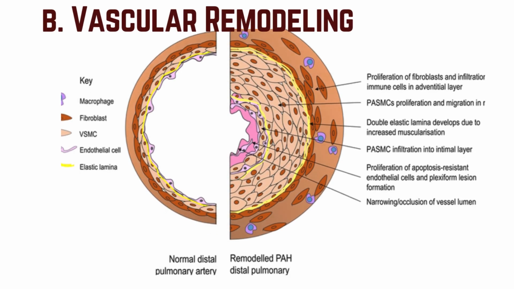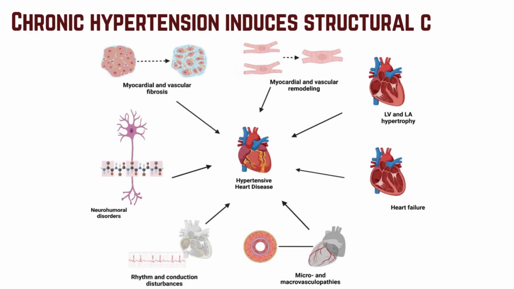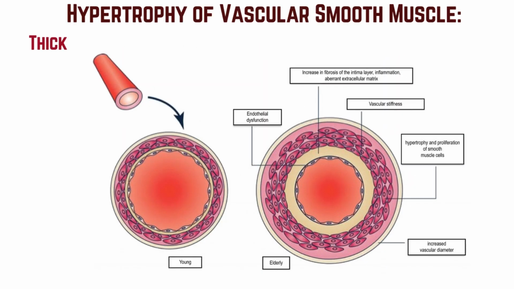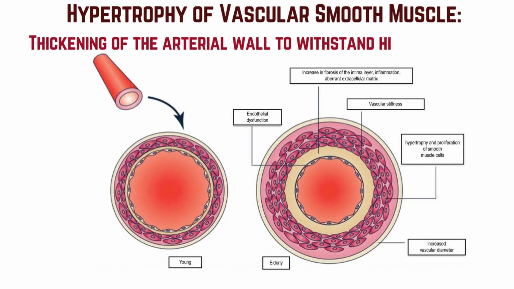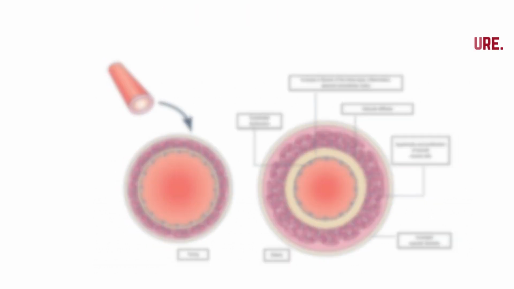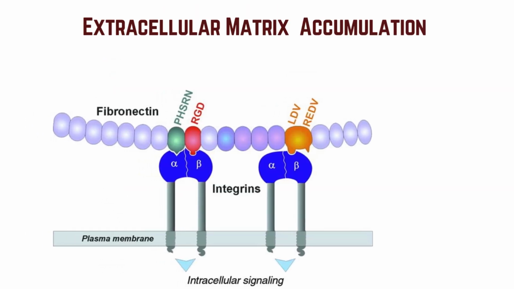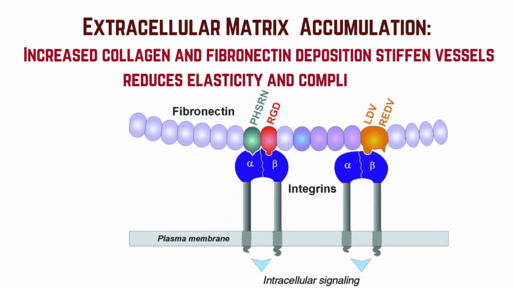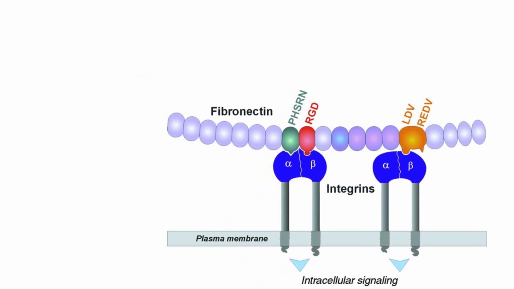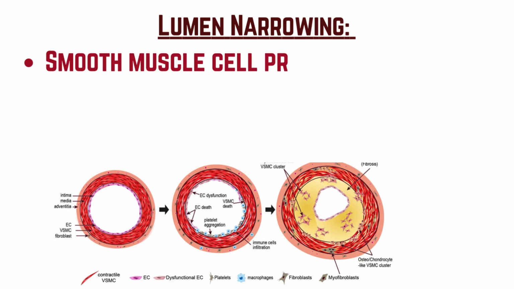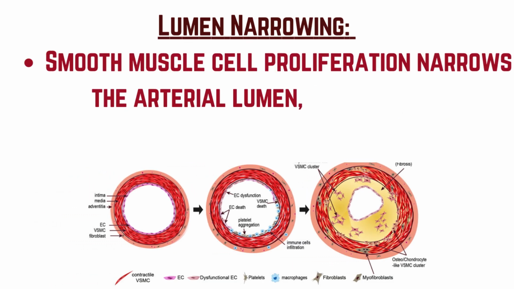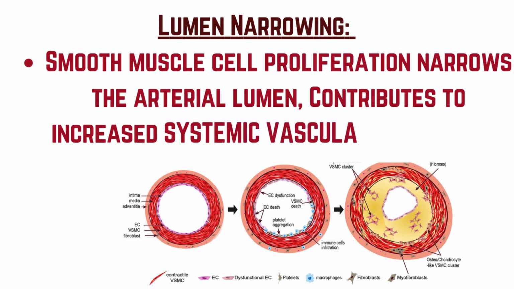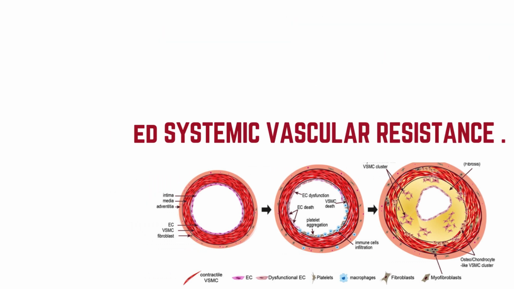B. Vascular remodeling. Chronic hypertension induces structural changes. Hypertrophy of vascular smooth muscle. Thickening of the arterial wall to withstand higher pressure. Extracellular matrix accumulation. Increased collagen and fibronectin deposition stiffen vessels and reduce elasticity and compliance. Lumen narrowing. Smooth muscle cell proliferation narrows the arterial lumen, contributing to increased systemic vascular resistance.